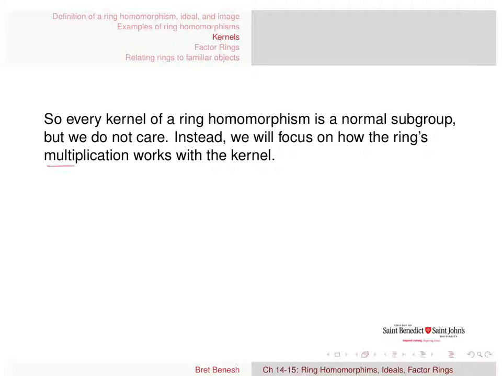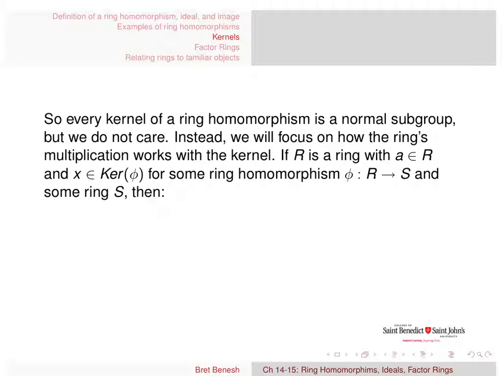We're going to focus on how the multiplication works with the kernel. This is pretty interesting. So again, let's look at something in the kernel of a homomorphism. Notice a can be any element of R. x is in the kernel. So we have something in the kernel, and we have any other element, not necessarily in the kernel. I can use the homomorphism property for multiplication to get that. This is in the kernel, so I get 0. And 0 times anything gives me 0.